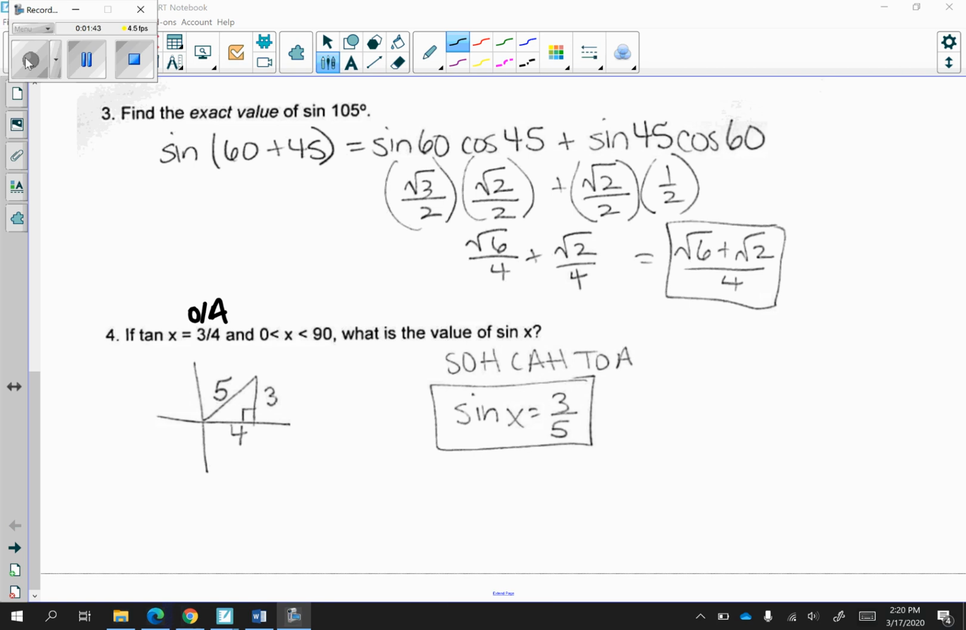Number 4, if tan of x is equal to 3 over 4 and 0 is less than x less than 90, what is the value of sine of x? So we know tangent is opposite over adjacent, so I draw a right triangle in the first quadrant. This is a 3, 4, 5 triangle. Therefore, sine is opposite over hypotenuse, so sine of x is equal to 3 divided by 5.